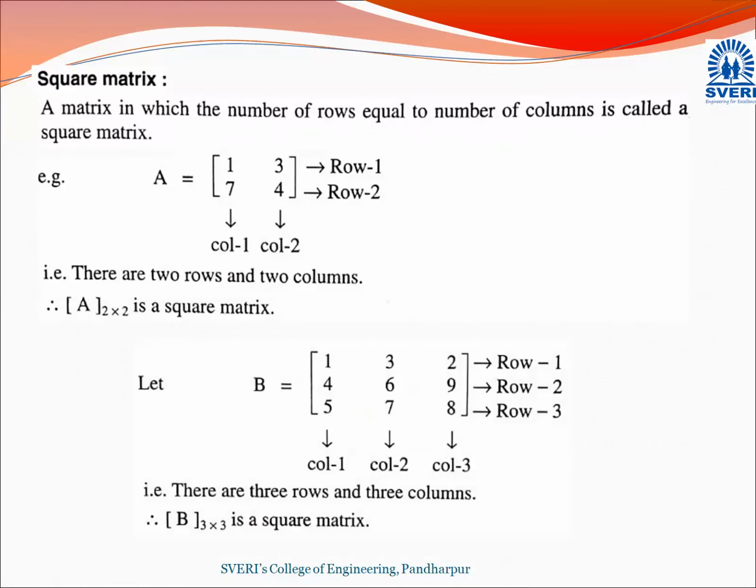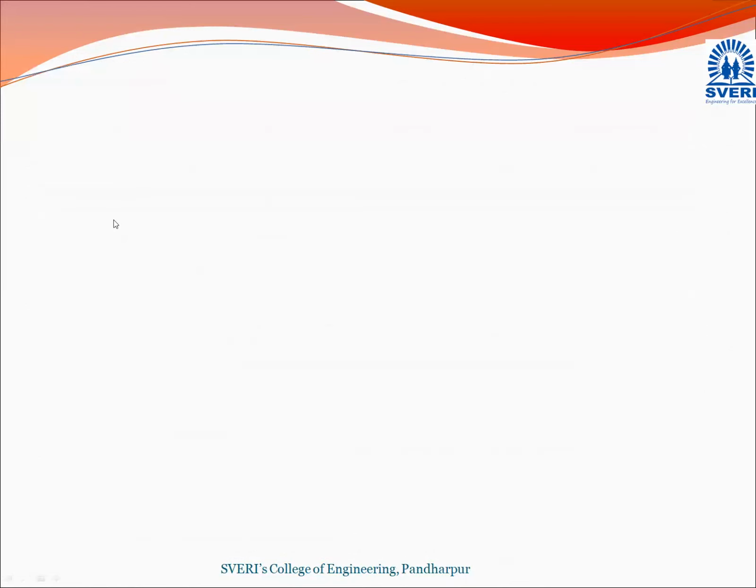Square matrix: a matrix in which the number of rows is equal to the number of columns is called a square matrix. One example is given here. A matrix A containing elements 1, 3, 7, 4. There are two rows and two columns. So here it is a square matrix. If we have three rows and three columns, then also it is called a square matrix with order 3 by 3.